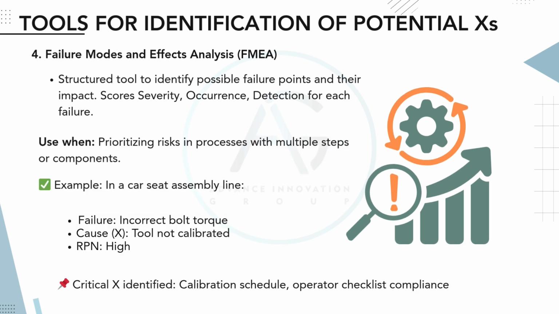Failure Modes and Effects Analysis, or FMEA, is a structured tool to identify potential failure points in a process and assess their impact. It scores each failure on severity, occurrence, and detection to calculate a risk priority number, or RPN. We use FMEA when we need to prioritize risks in complex processes that have multiple steps or components. For example, in a car seat assembly line. Failure: incorrect bolt torque. Cause, X: tool not calibrated. RPN: high risk. Critical causes identified include the calibration schedule and operator checklist compliance.